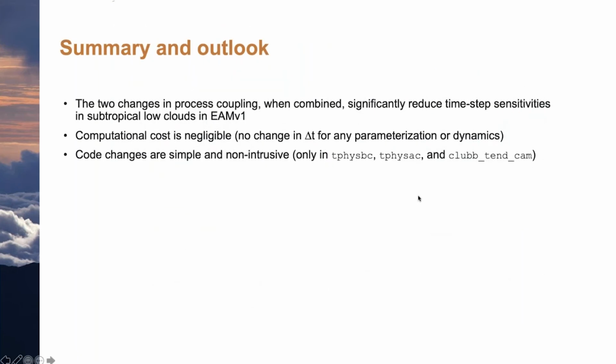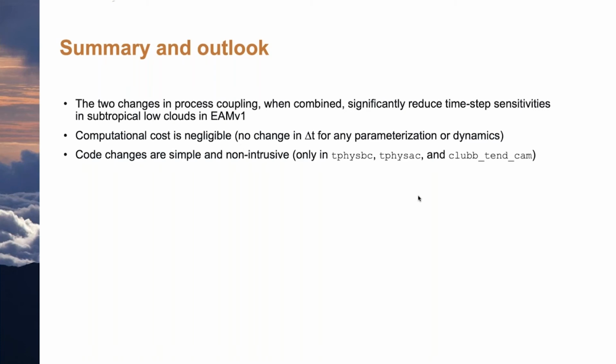So putting all those together, I would say that we made two changes in process coupling in the V1 model. When combined, they can significantly reduce time-step sensitivities in subtropical low clouds. The computational cost of these modifications is negligible, which I mentioned earlier. And here I also wanted to point out that the code changes are also very simple and non-intrusive.